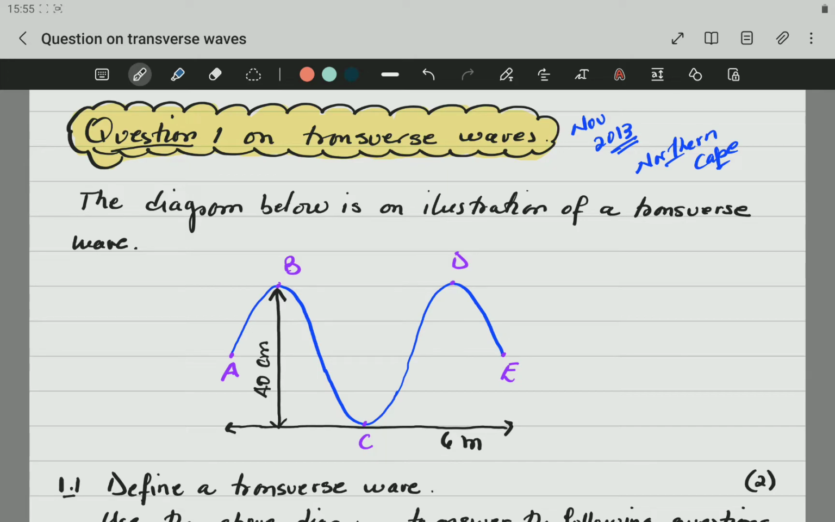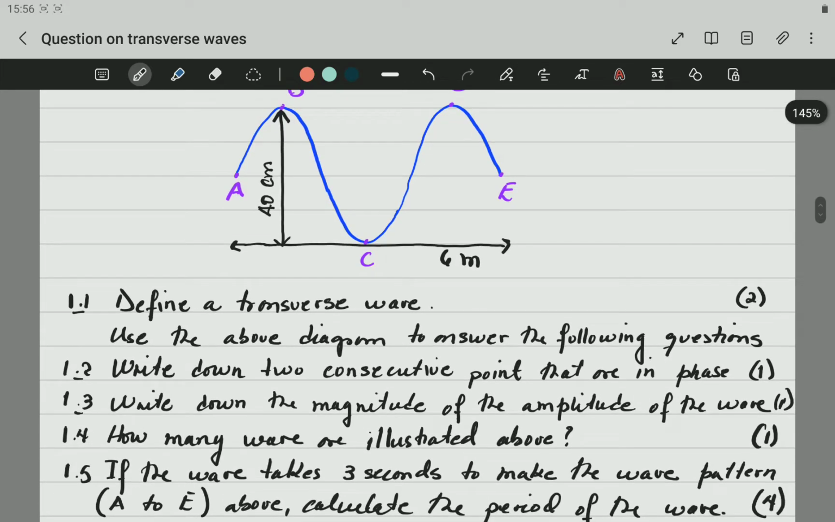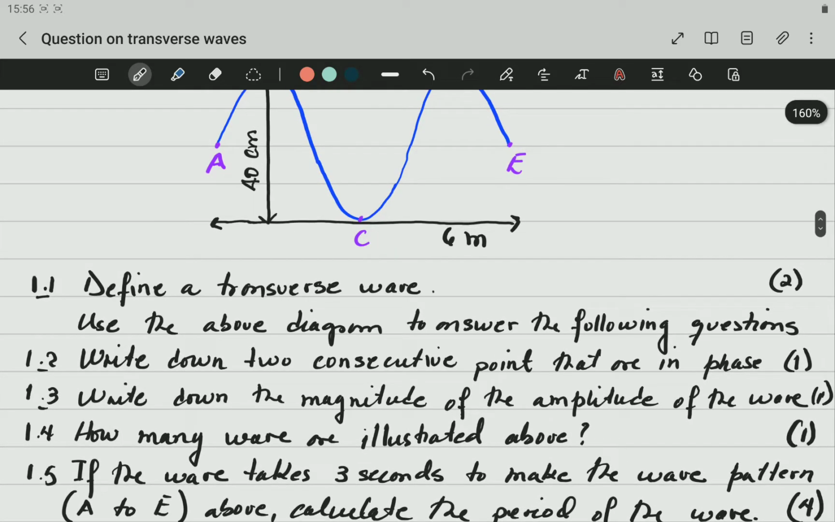The exams are coming, and it will help you to answer certain questions. Okay, so this question is taken from November 2013 in the Northern Cape. The question says the diagram below is an illustration of a transverse wave. Define a transverse wave, and then you see the diagram. Use the above diagram to answer the following questions.